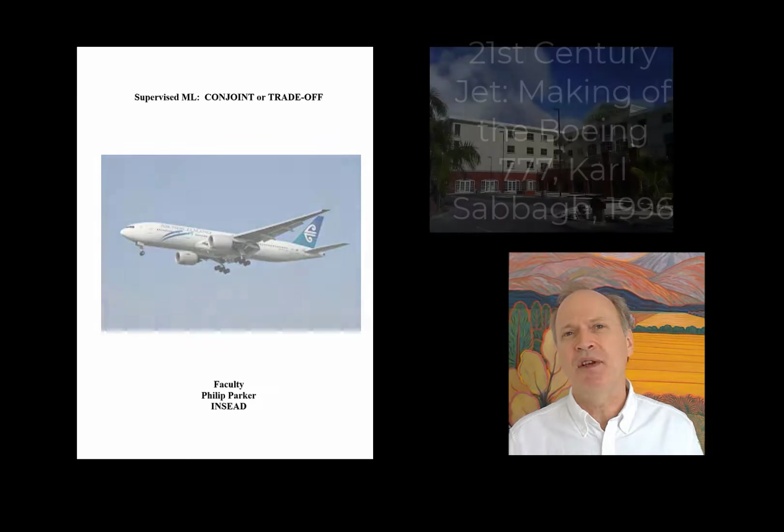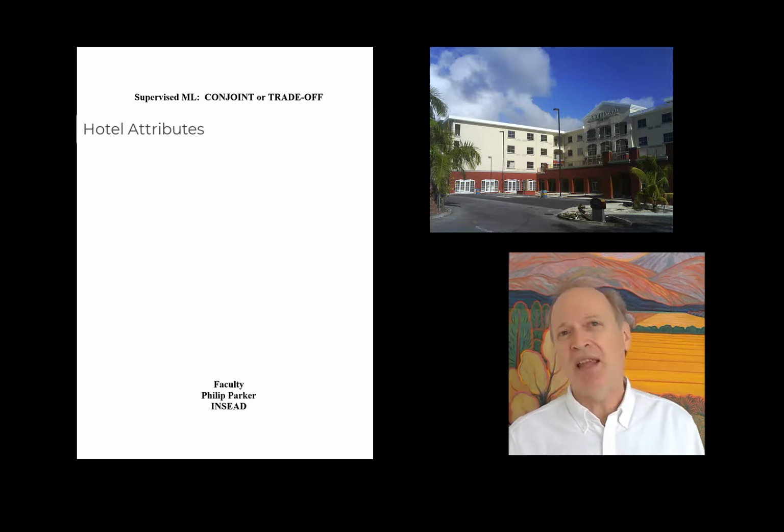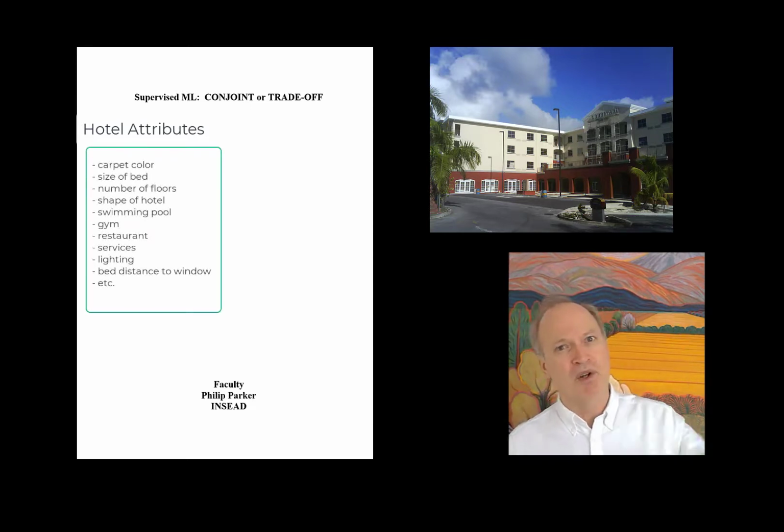Well, let's start with hotels. What are the attributes of a hotel? You get a focus group together and they're going to start telling you things. Now, these focus groups could be architects, but they could also be consumers, of course, and they'll say things like carpet color, size of bed, number of floors, shape of the hotel. Is there a swimming pool? Is there a gym? Is there a restaurant?